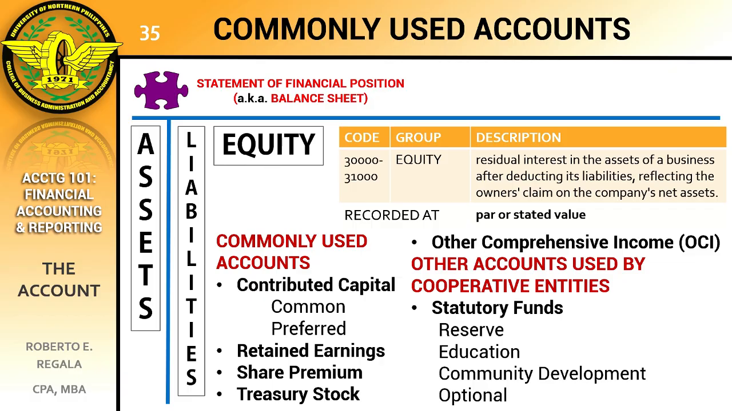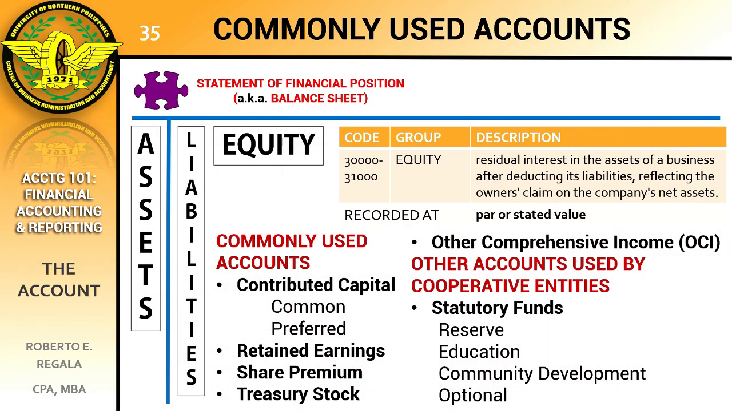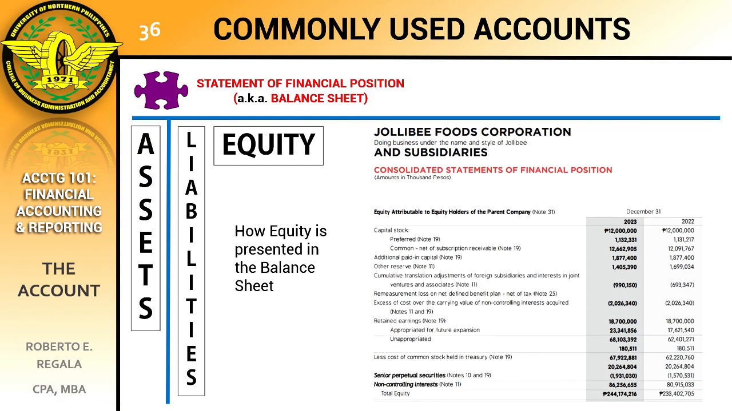Equity is the ownership value in a company and is made up of contributed capital, retained earnings, and other reserves. It's a good way to gauge a company's financial health and potential for growth. Keeping track of equity is important for investors, creditors, and the company itself to understand its financial position. Equity is presented under the equity section of the balance sheet, detailing various components to provide a transparent view of the company's ownership structure. And here is Jollibee Food Corporation's equity section of its balance sheet.